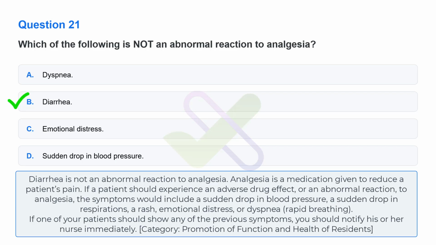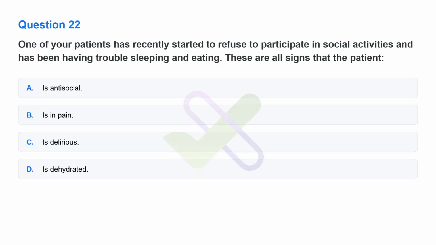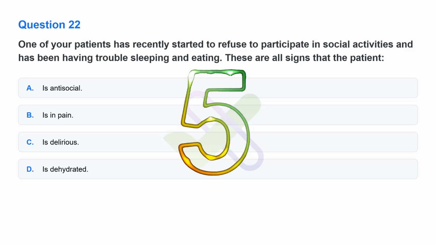Category: Promotion of function and health of residents. One of your patients has recently started to refuse to participate in social activities and has been having trouble sleeping and eating. These are all signs that the patient: A. is antisocial. B. is in pain. C. is delirious. D. is dehydrated.